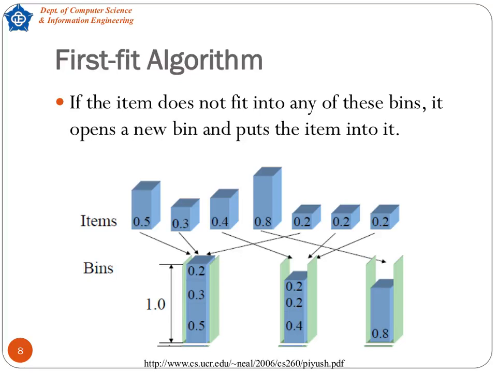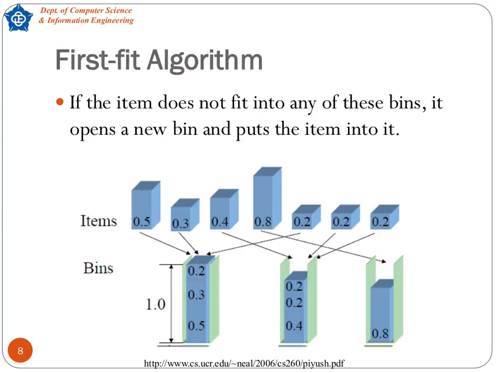This precise sequence of steps perfectly matches the visual representation. So, in summary, the first fit algorithm processes items strictly sequentially. For each item, it systematically attempts to place it into the first available bin that can accommodate it. If no existing bin has sufficient space, a new bin is immediately created to hold the item.